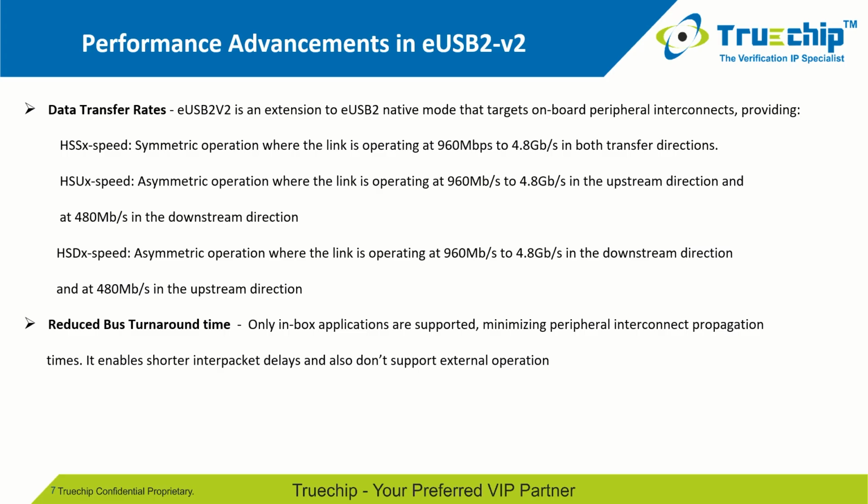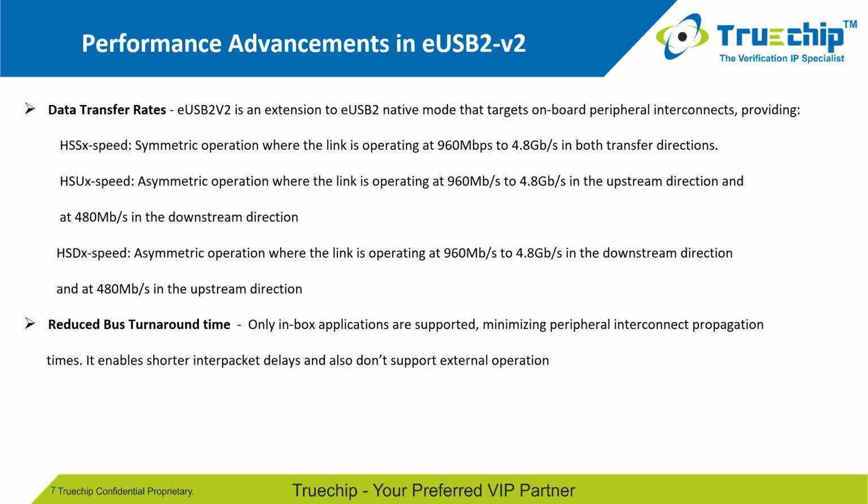Next one is HSDX speed, which is asymmetric operation where the link is operating at 960 Mbps to 4.8 Gbps in the downstream direction and at 480 Mbps in the upstream direction. Second advancement is reduced burst turnaround time. Only inbox applications are supported, hence minimizing peripheral interconnect propagation times. It enables shorter interpacket delays and also doesn't support external operations.